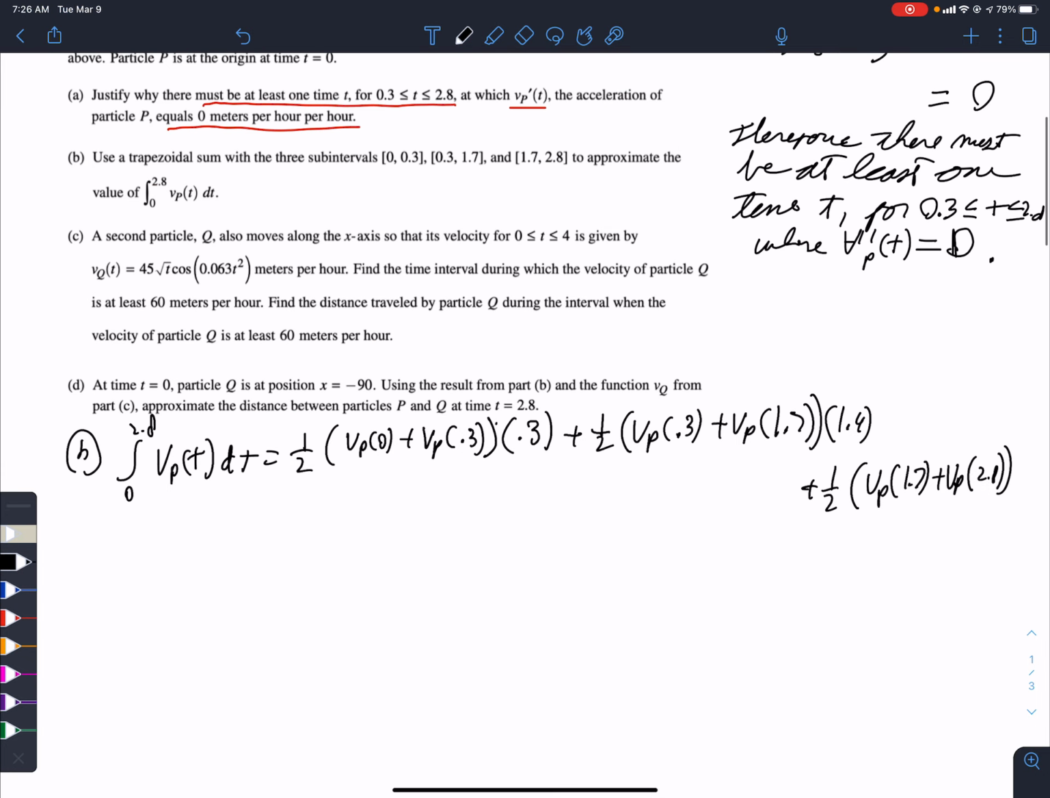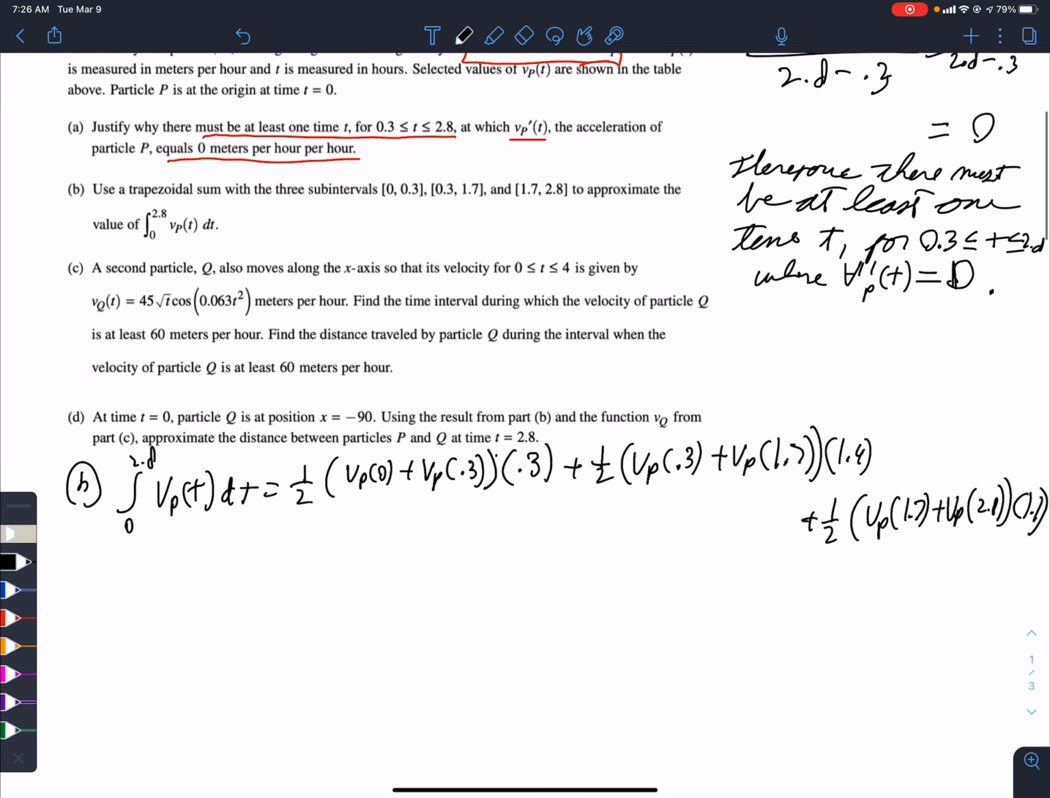So times 1.1. That is my answer, right? I don't have to do anything else. I am done. I've completed this. Don't simplify that unless you have to. There are certain cases where you might have to do that, but not in this case.